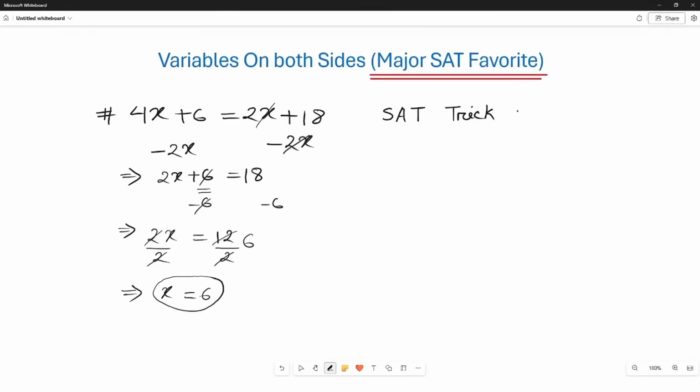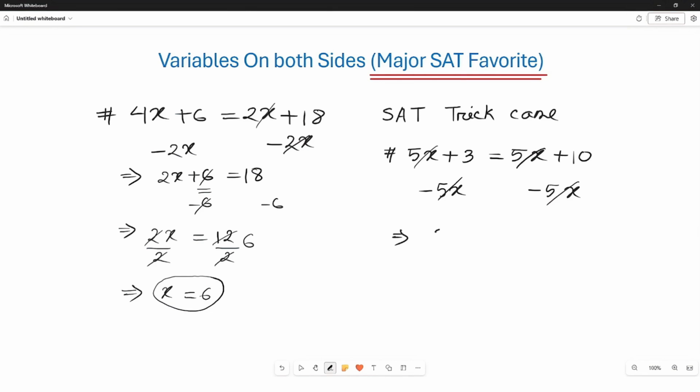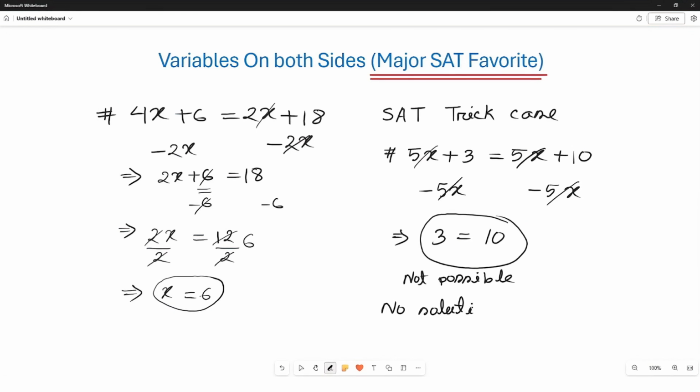Now let's see a tricky example. 5x plus 3 equals 5x plus 10. Now let's subtract 5x from both sides, and then we can cancel out all of these 5x. Now we'll get something which is practically impossible, and that is 3 equals 10. Now 3 can never equal 10. This is impossible. So the equation has no solution. Always remember, if the variable cancels and you get a false statement, it means no solution.